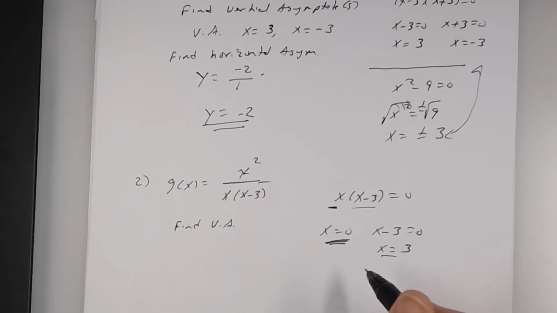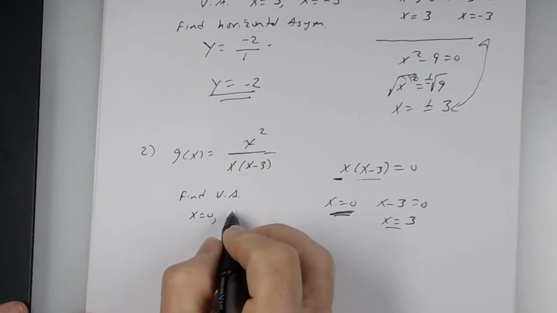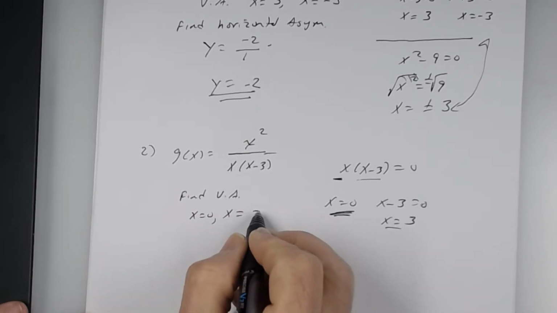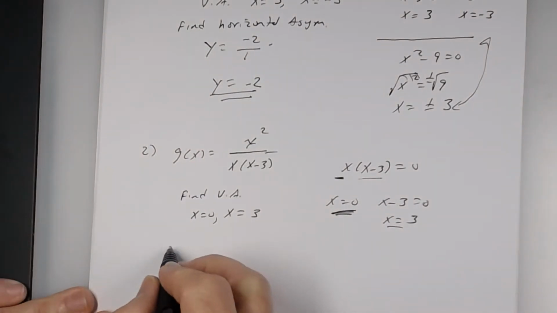So how many vertical asymptotes are there? 2. They are x equals 0, and what's the other? X equals 3. Okay? All right, you've got to remember some things you had on factoring in your test.